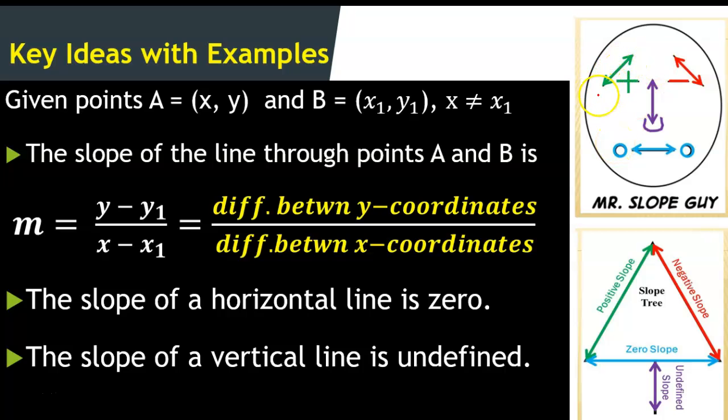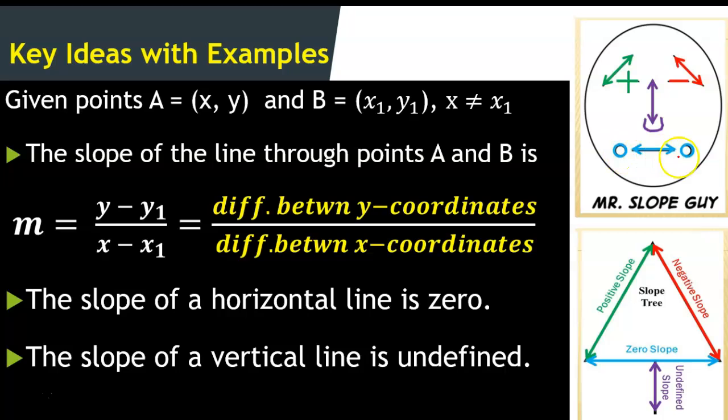A positive slope rises from left to right. Again, everything is read from left to right. As you go from left to right on this line, it's going up. As you read from left to right on this line, it's coming down. So the slope is positive here, and the slope is negative when it's coming down.